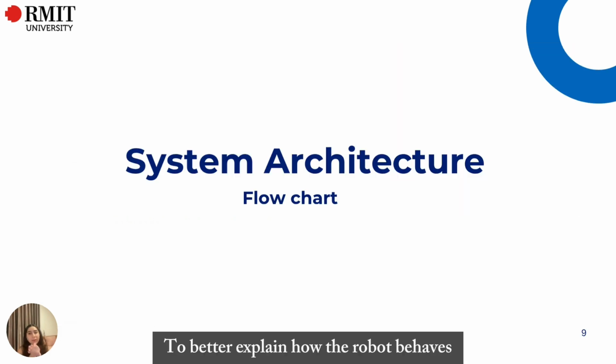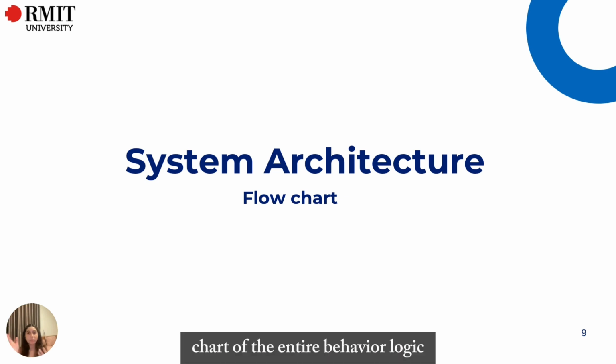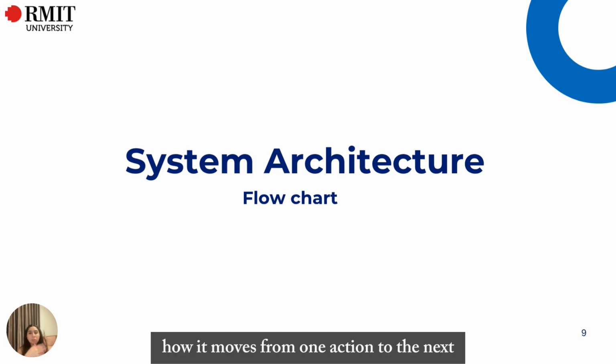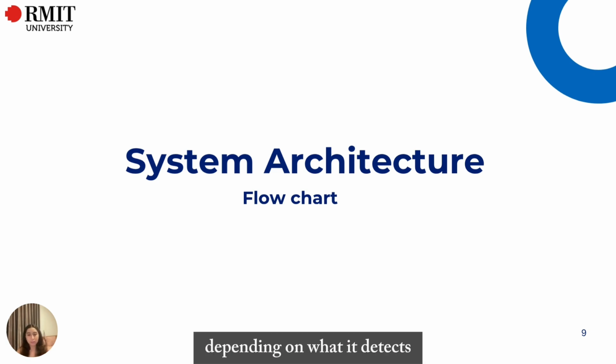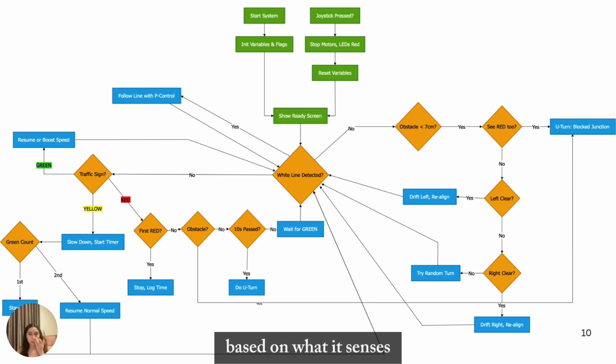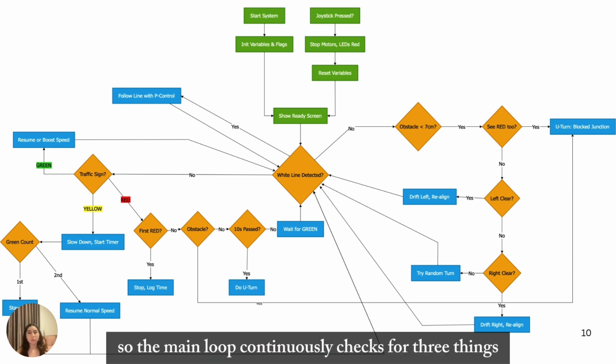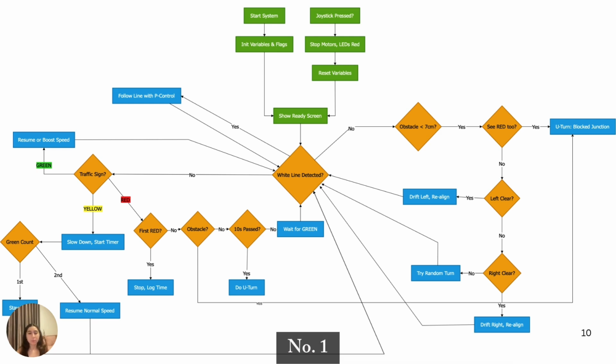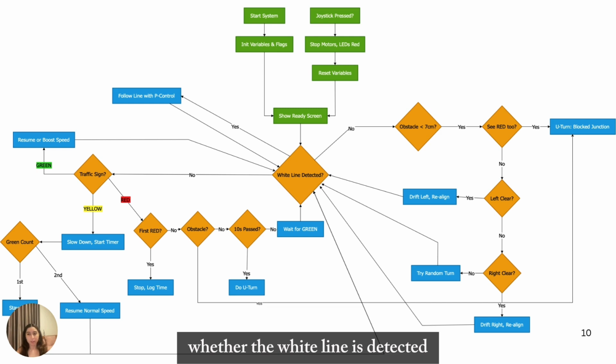To better explain how the robot behaves, we have created a flowchart of the entire behavior logic. This helps visualize how it moves from one action to the next depending on what it detects. The flowchart shows how the robot decides what to do based on what it senses. The main loop continuously checks for 3 things: number 1, whether the white line is detected; number 2, whether a traffic sign is seen; and number 3, whether an obstacle is in the way.